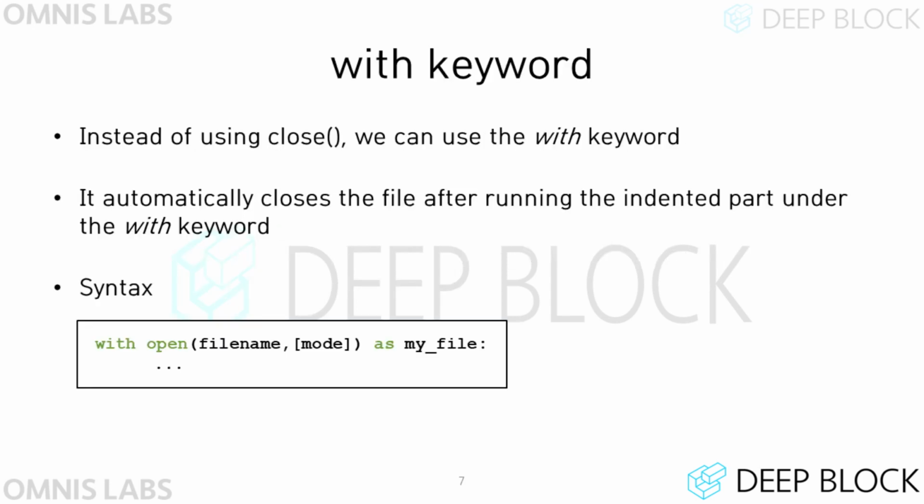You can also use the keyword with instead of the close method. The with keyword is mainly used when dealing with file objects. For example, the with keyword opens a certain file with the open function, stores the file object in a variable, existing at the location of my file shown on the slide, and lets the file object be open while the code block below it is executed. Then it automatically closes the file when the code block ends.